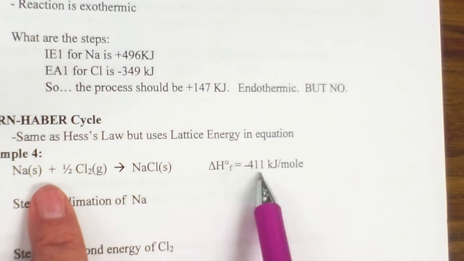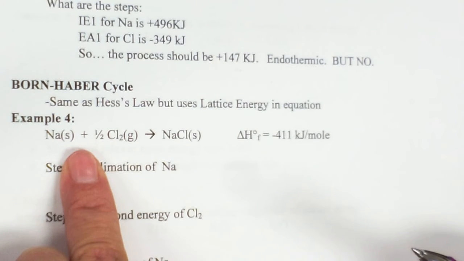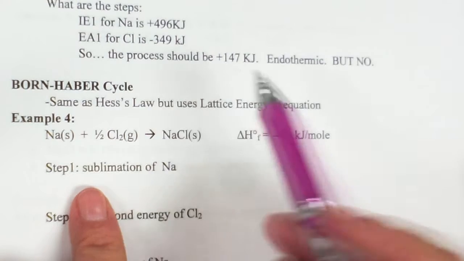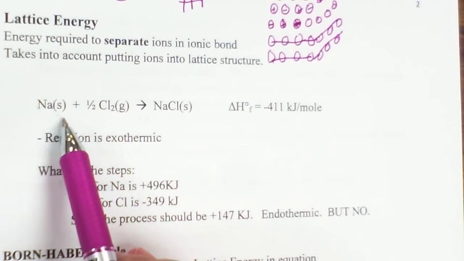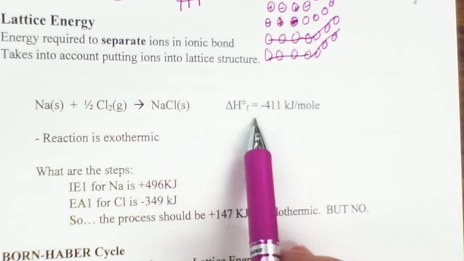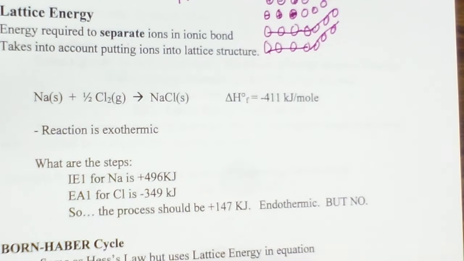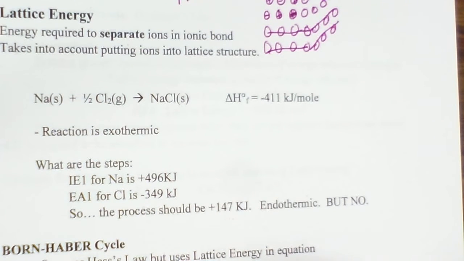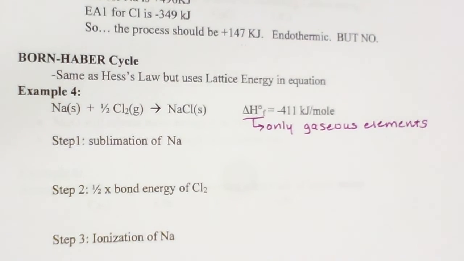So here is the original equation and the delta H formation, which if you look it up, is in that table, which hopefully I can scan it to you. Okay, so the first step is going to be the sublimation of the sodium, because the delta H formation is only for gaseous elements. So it has to be turned from a solid into a gas. That's the first thing that has to happen. So we're going to sublimate sodium.